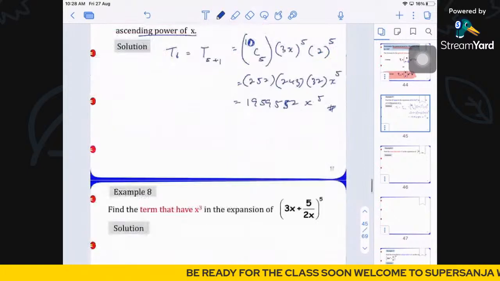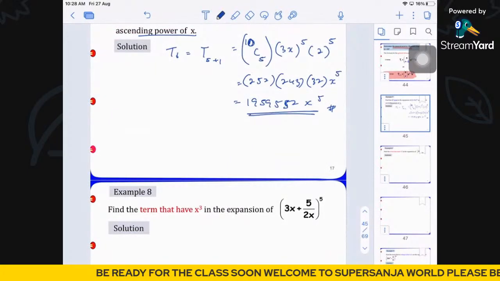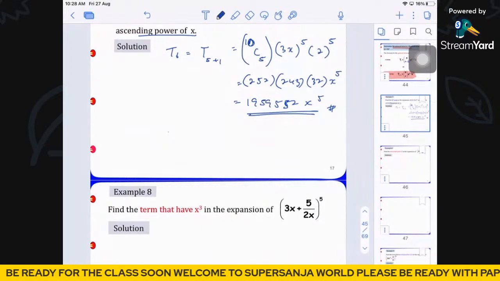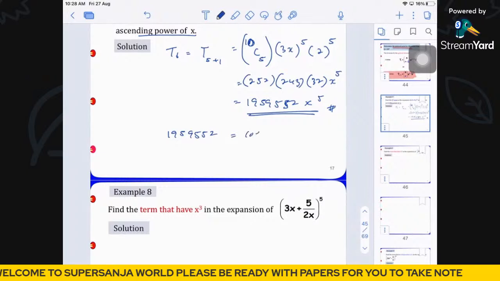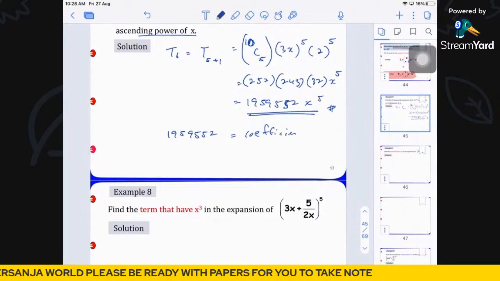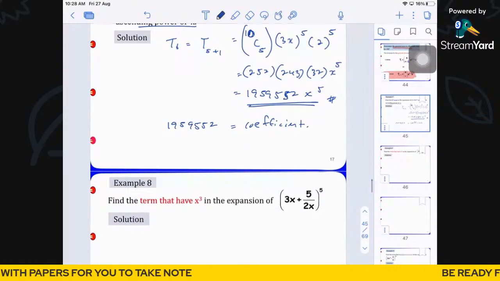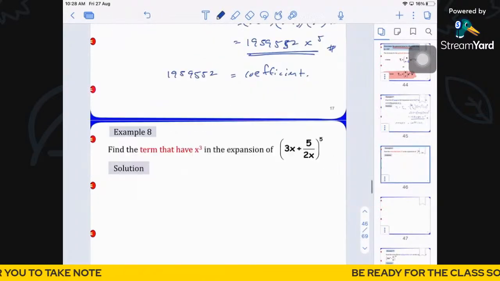Okay, so if they ask the coefficient, if the term, this is the term. If they ask the coefficient of x power of 5, the coefficient is just 1959552. This is the coefficient. Okay, that is the coefficient of the x power of 5 term. Understand? Okay, let's see the next one here.